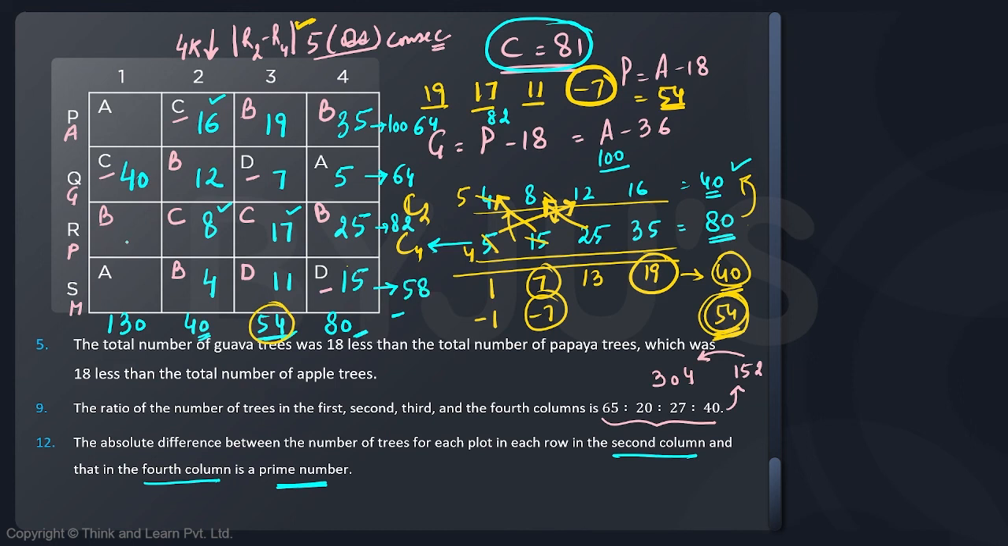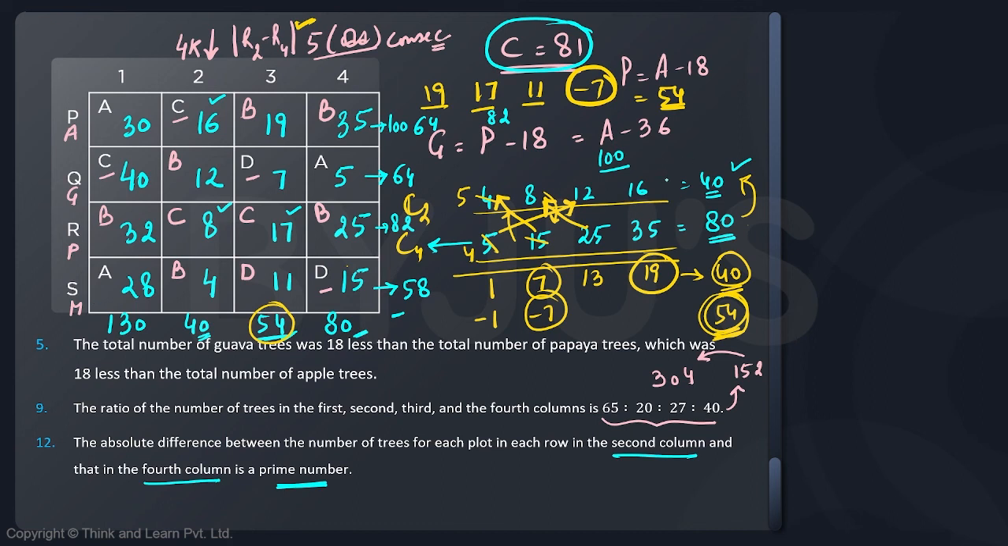Now we just have to write down all these figures by subtracting. 100 minus 70 is equal to 30. 82 minus 50 is equal to 32. And lastly, 58 minus 30 is 28. This gives us the complete table, and then we can answer the questions on the basis of this.